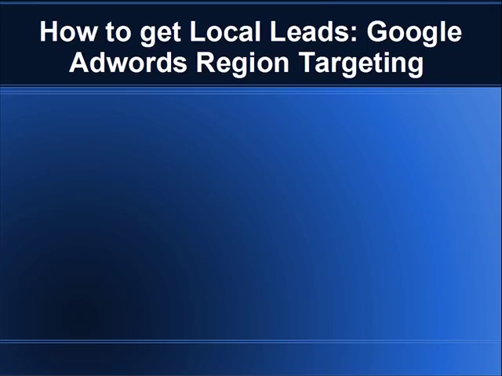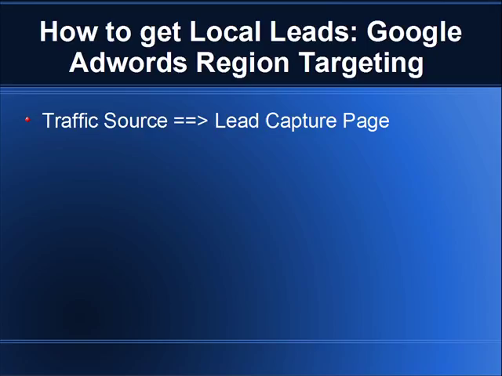So with Google AdWords, as you can see here, we've got traffic source, which is Google AdWords, region targeting. Somebody clicks on the ad, they land on the lead capture page. The only thing you have to make sure of is that the lead capture page has the exact same keywords that the person is typing in to Google. Otherwise, your conversion rate is not going to be as high.